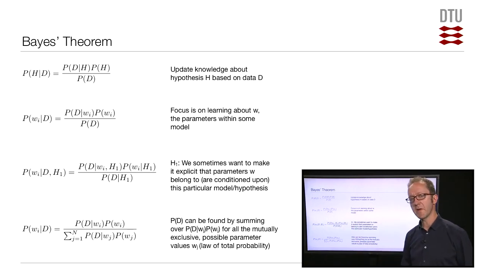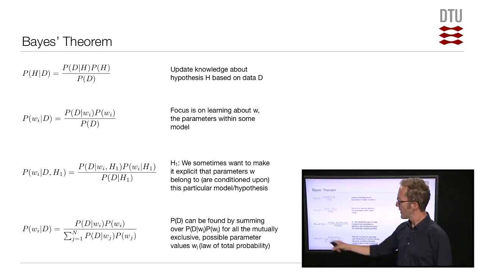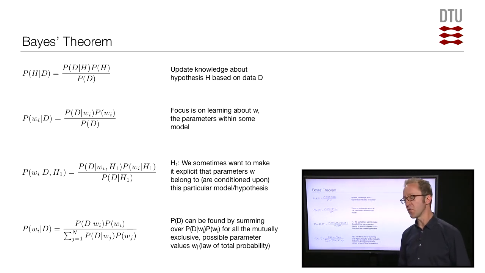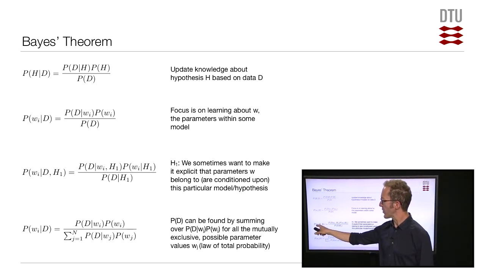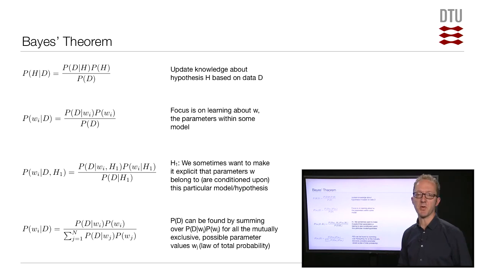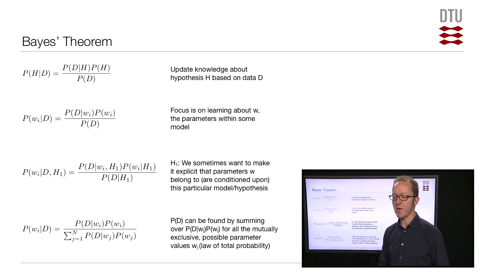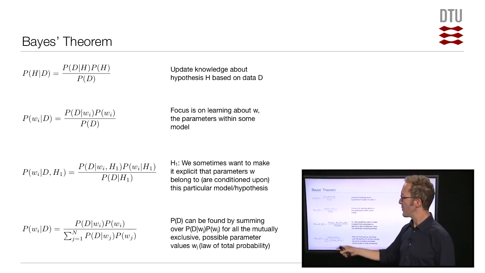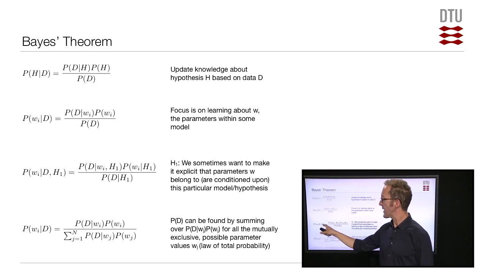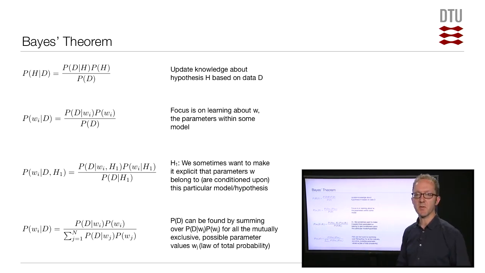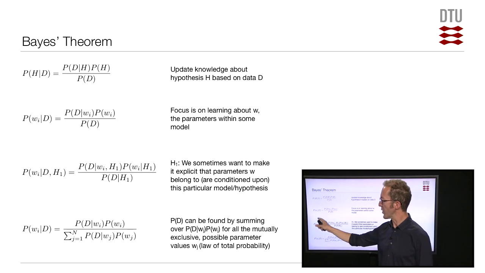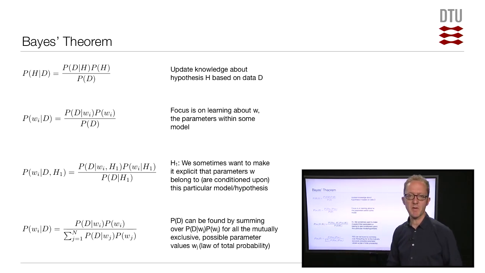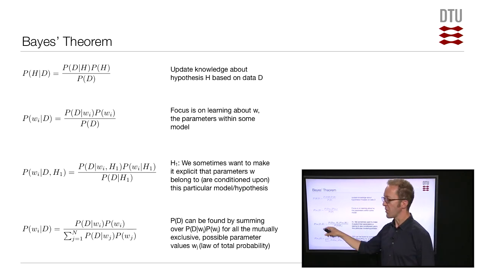Sometimes you'll see it written in the manner that's below. This just stresses the fact that the parameters W here belong to a particular model. For instance, if you have parameters A and B that are the slope and the intercept in a linear model, then you might want to explicitly say that the A and B here belong to that linear model. You could also have, for instance, a polynomial model with some other parameters, A and B, and maybe C and D or whatever, and you would then say that these parameters belong to that other model.